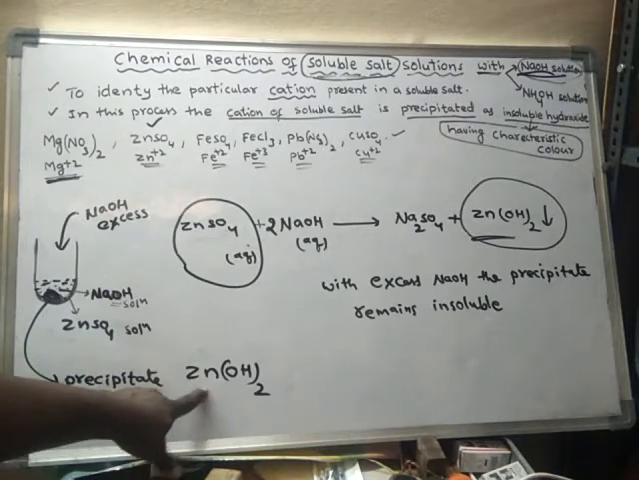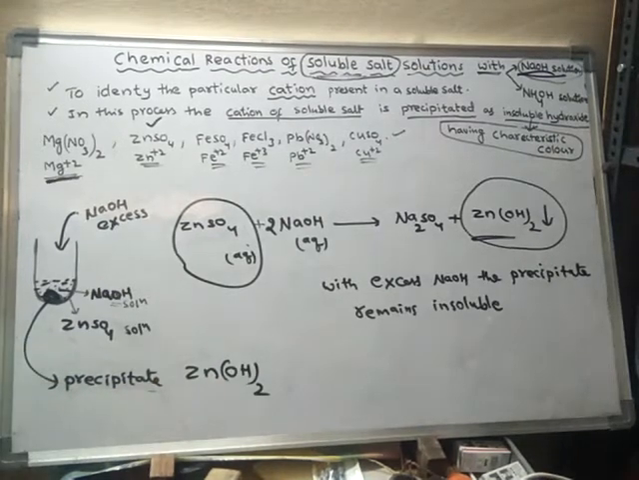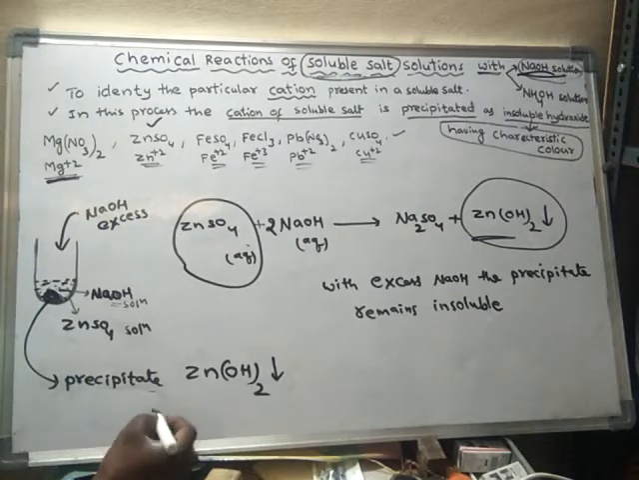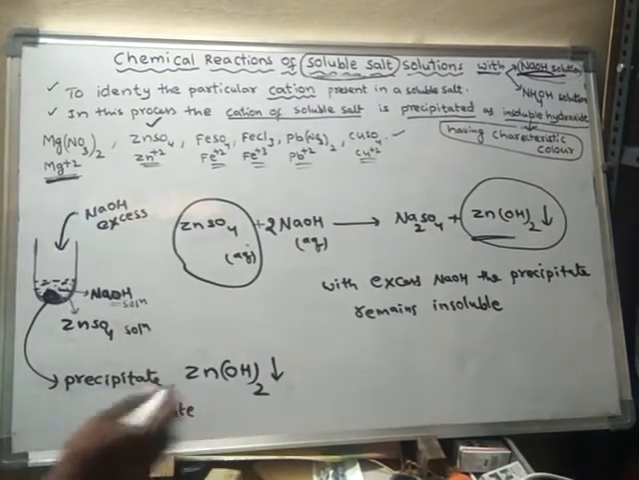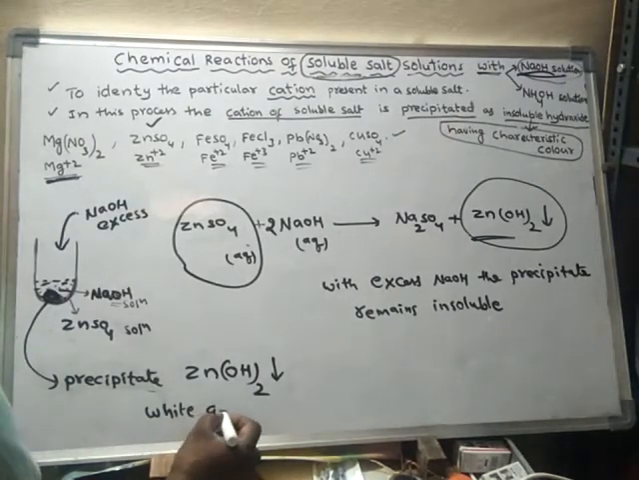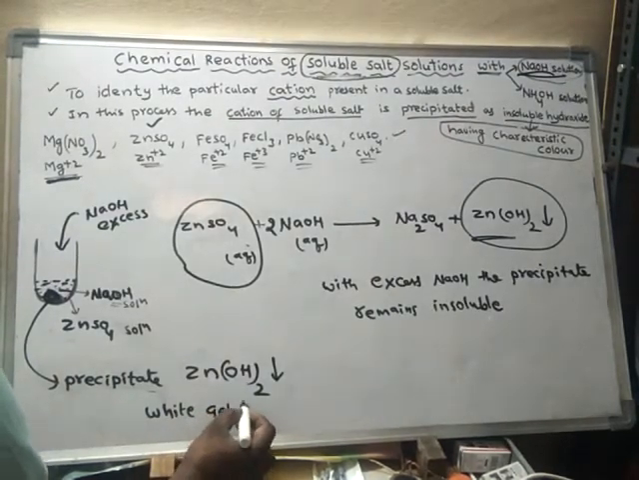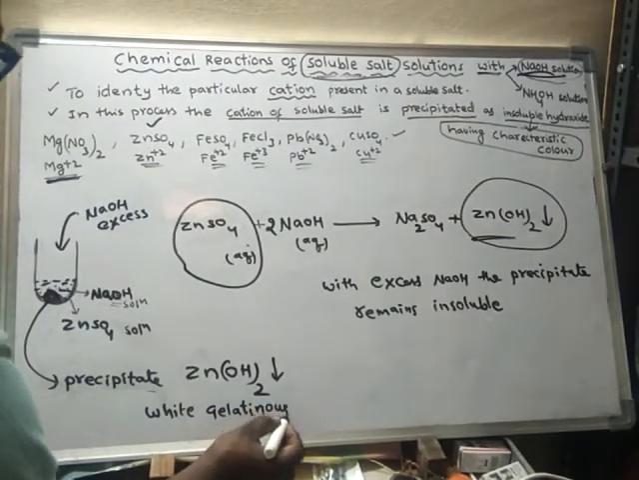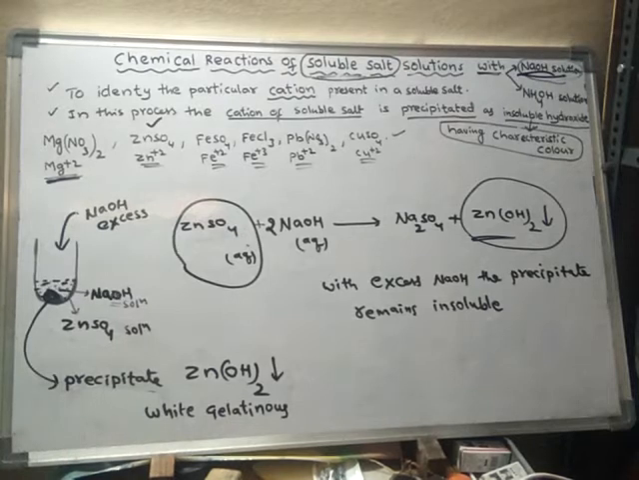So which precipitate is it? Zinc hydroxide. It is denoted by a downward arrow. So it is white gelatinous. It is white, but gelatinous. Gelatinous means sticky. So if a white gelatinous precipitate is formed, that is zinc hydroxide.